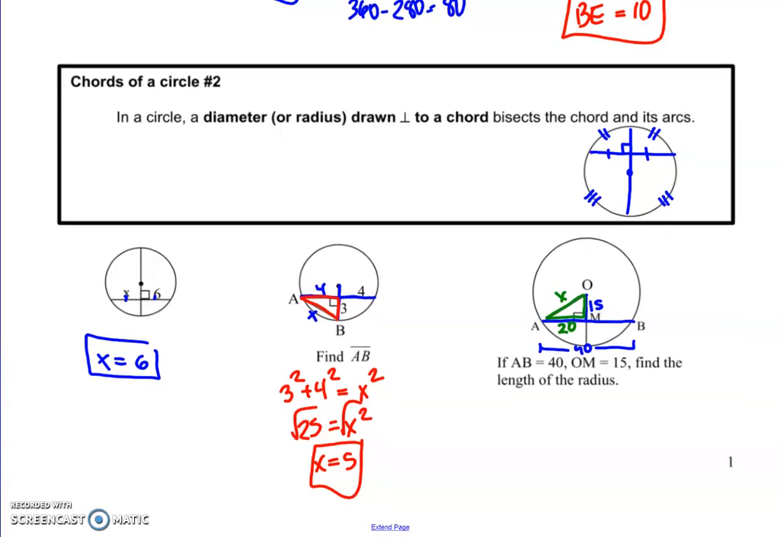So now when I set this up, I'll have 15 squared plus 20 squared equals x squared. All right, and I know this is going to be 625 if you throw all of that into the calculator. Then you square root it, and x is 25.